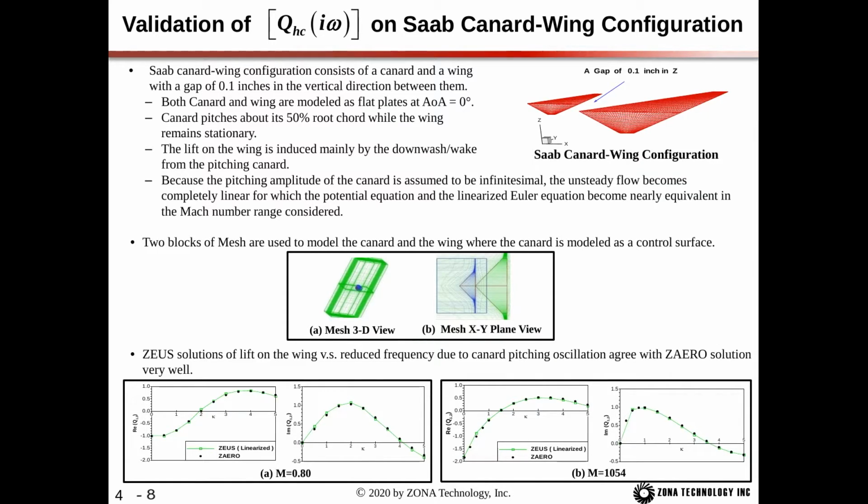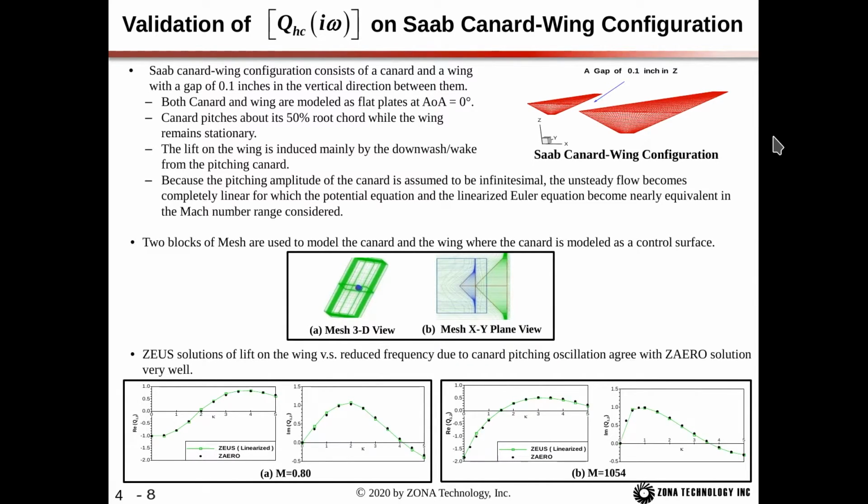Next, we'll look at the validation of QHC on a Saab Canard-Wing configuration. The Saab Canard-Wing configuration consists of a canard and a wing with a gap of 0.1 inches in the vertical direction between them, as shown in this figure here. Both the canard and the wing are modeled as flat plates at an angle of attack of 0 degrees. And the canard pitches about its 50% root chord, and the wing remains stationary.